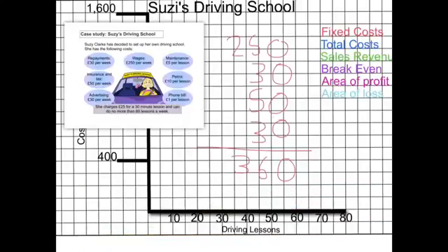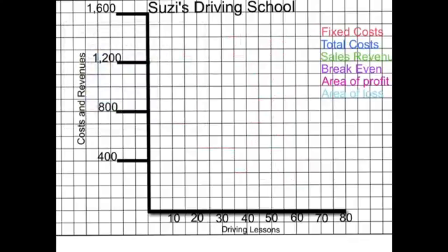Now let's get rid of those calculations and draw our line. Fixed costs we've already calculated are 360 regardless of the number of driving lessons that Susie takes. Therefore, the line goes straight across horizontally from 360. Don't forget to label your line, as this is worth valuable marks.